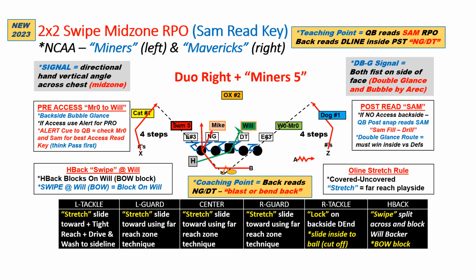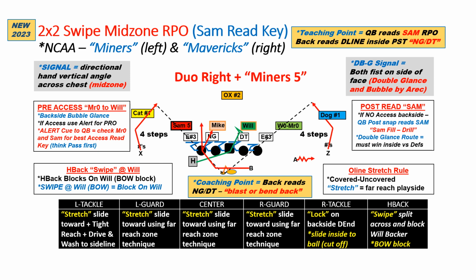Okay, as always, we like to install and teach first from a 2x2 alignment. This is swipe mid-zone going to the left. You can see the O-line is using their stretch left Aussie call. The H-back now will swipe back to the will backer. The X and the Z do the double G. We're doing double glance, 4 steps, win inside, and the A will always run the control bubble.